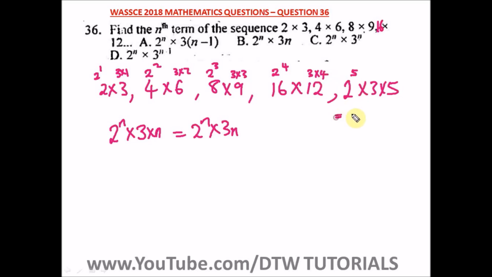So what will this give us? This will give us 32 times 15. Is that not it? So this pattern is the correct formula to find the nth term of this sequence. Okay, so where's the right option here? Our right option is option B.